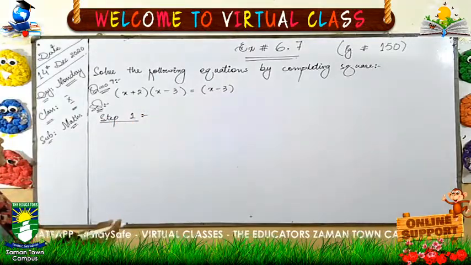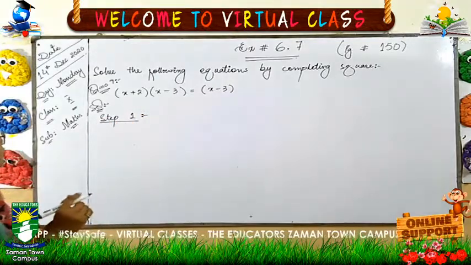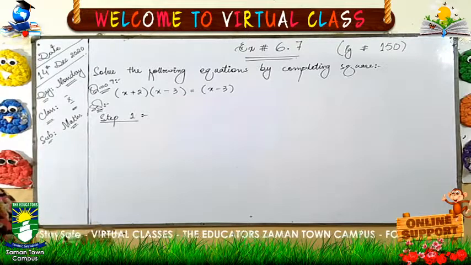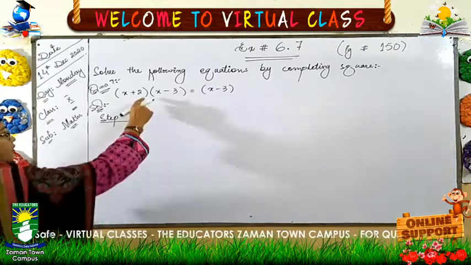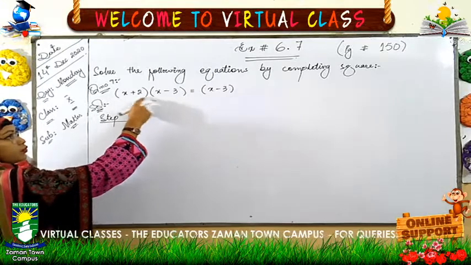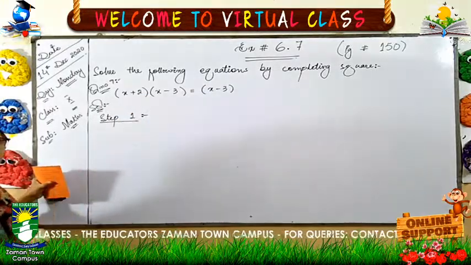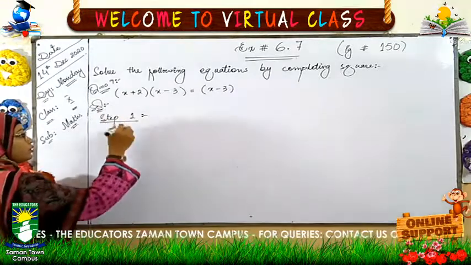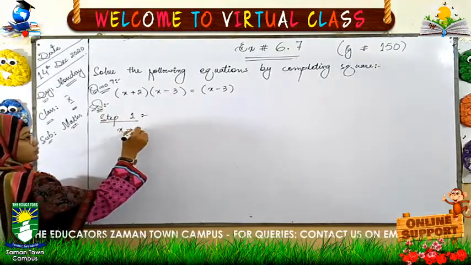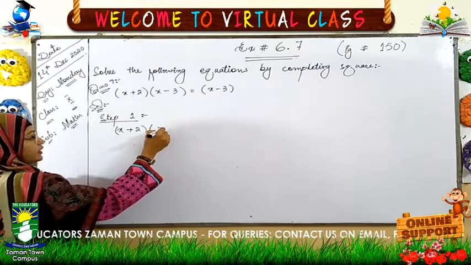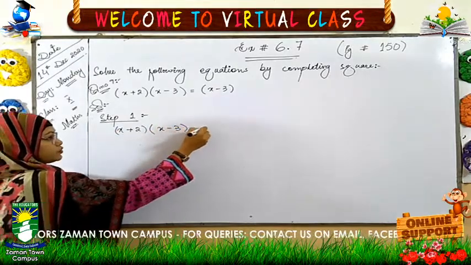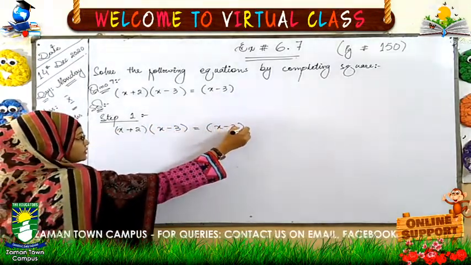Standard form means here we need simplification. How do we simplify it? What is this? It is a bracket. Both of the brackets are multiplying with each other as they do not have any sign between them. So we will do the multiplication. x plus 2 multiplied by x minus 3 is equal to x minus 3.